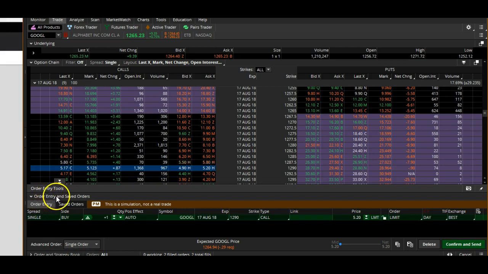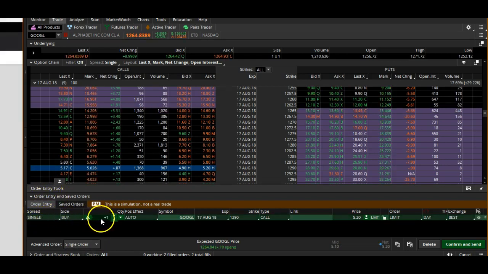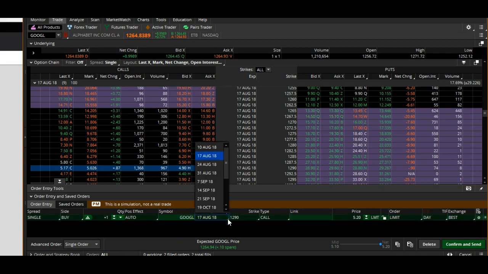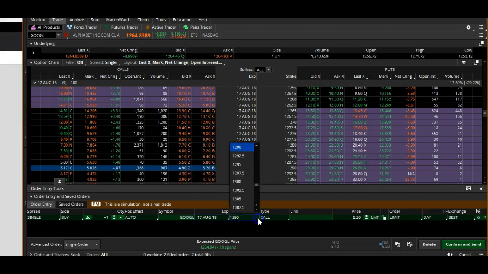It's called an order entry. And here it just tells you what you're about to do. You're about to buy one option of Google expiring here. If that's not the right expiration date, you click that window and it comes up with other ones. If that's not the right strike price, again, you can change it there. It tells you you're buying a call, and this is how much it costs.